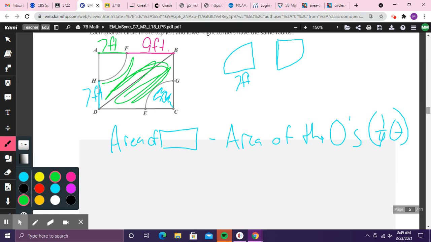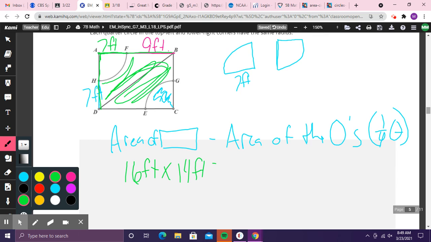So how am I going to find the area of the rectangle here? Well, I need to figure out what my sides are. What is this side up top here? 7 and 9, 16 feet. Times, what is this side here? 7 feet, and what's that there? 7, which is 14 feet. So 16 feet times 14 feet, and subtract the area of the circles.